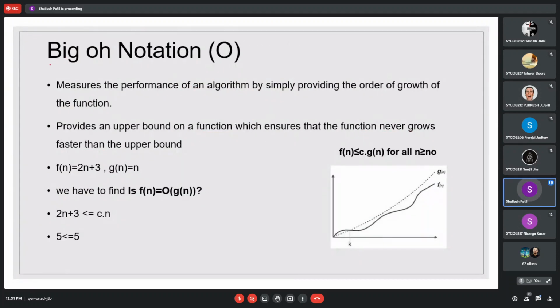So on the basis of this, we have this notation, that is big O notation. So how to read it? It is big O notation that we have to go through. What will big O notation give? It measures the worst case complexity. It measures the performance of an algorithm by simply providing the order of growth of the function. Big O provides the upper bound of the function, which ensures that the function never grows faster than that. So it's a maximum, we can say.